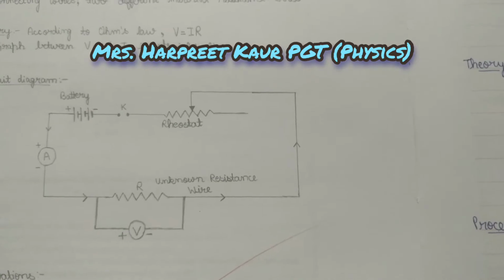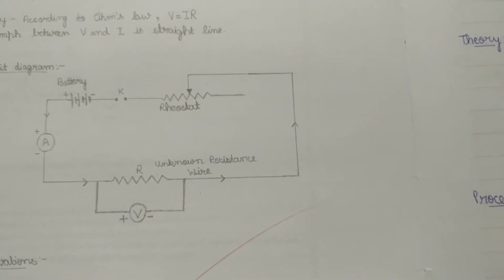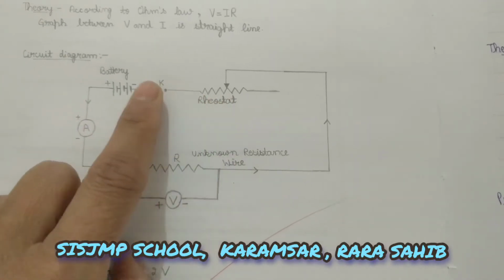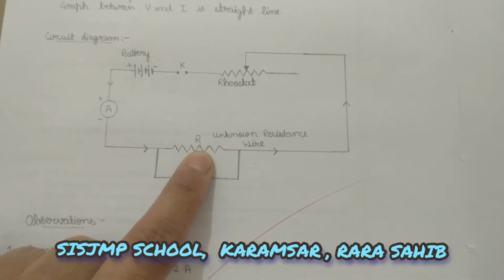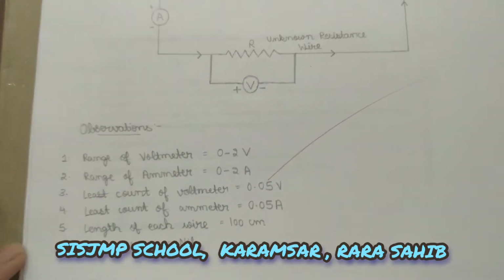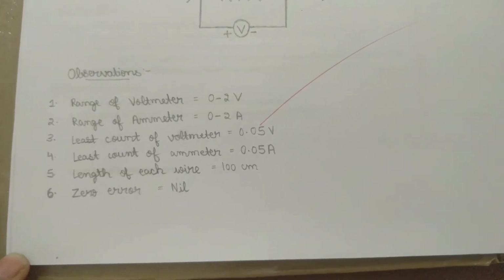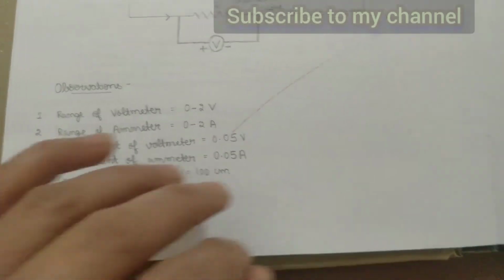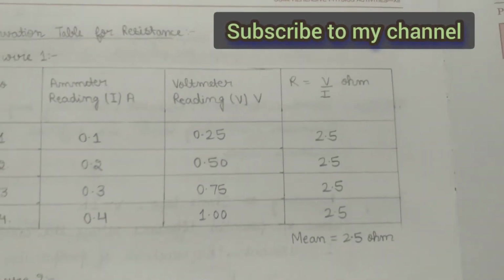This is the circuit that is used to find this resistance by plotting this graph. Here we have the circuit: battery, rheostat, one-way key, ammeter, voltmeter, and the 2 different material wires whose resistance is to be calculated. We have the different observations. We have the voltmeter range, ammeter, least count, length of each wire, and zero error. Then we have the observation tables here.